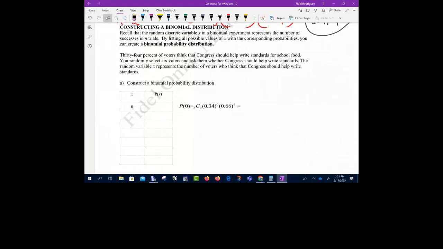So it says 34% of voters think that Congress should help write standards for school food. You randomly select 6 voters and ask them whether Congress should help write standards. The random variable X represents the number of voters who think Congress should help write standards. Okay, so y'all, let's see if we can figure this problem out. We're gonna go through really slow, just make sure that everything is all good.